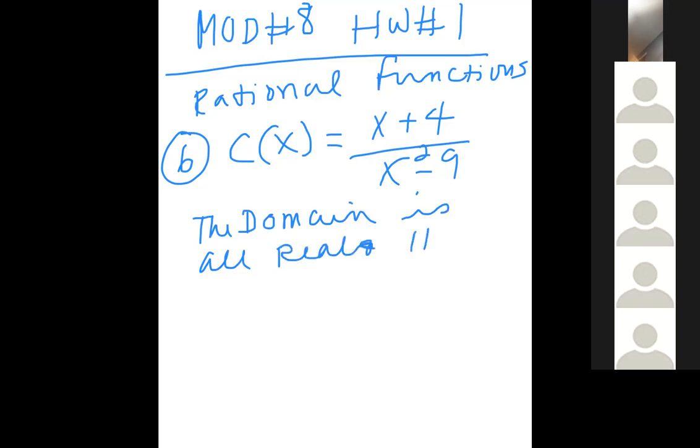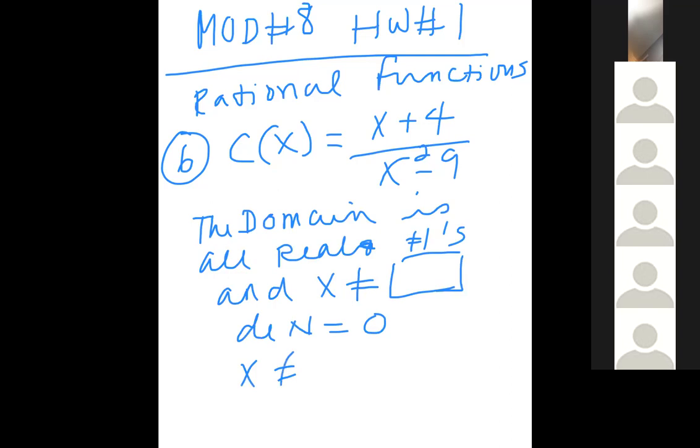All real numbers, except what? x cannot equal what value? What value makes the denominator equal to 0? Whatever those values are, you need to restrict them from being a part of the denominator, guys. So what we do is we take the denominator, set it equal to 0, and solve. So the denominator is x squared minus 9, set it equal to 0.